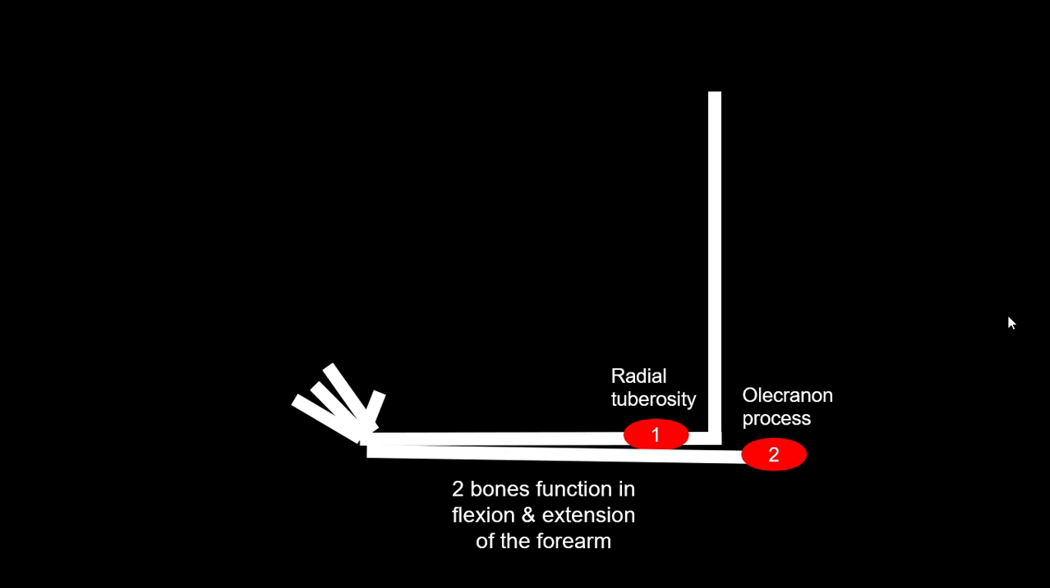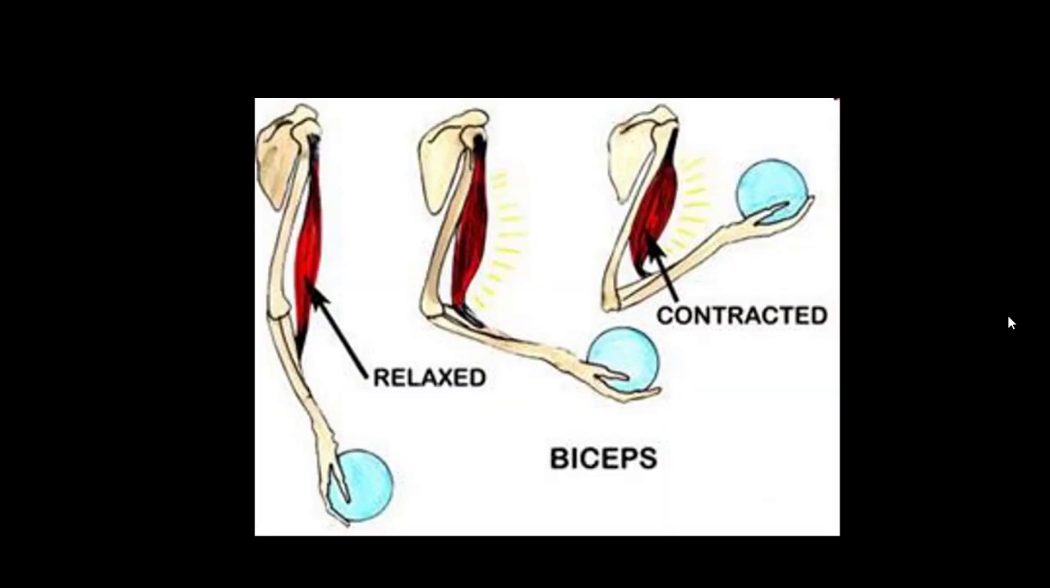The one on the radius is called the radial tuberosity. The one on the ulna is the olecranon process. And remember, they're on separate bones that run parallel to one another. So they work as a team, yet they have distinguishing characteristics that hopefully you'll be able to note when I give you a test. Which one has the radial tuberosity? The radius. It's named after the bone. And the ulna has that U-shaped process, the olecranon process.